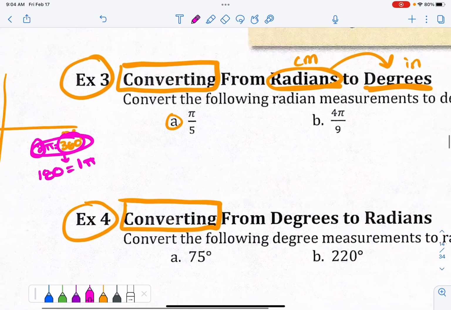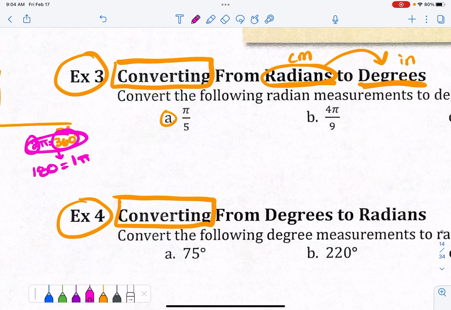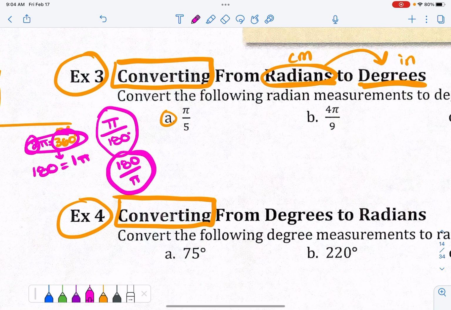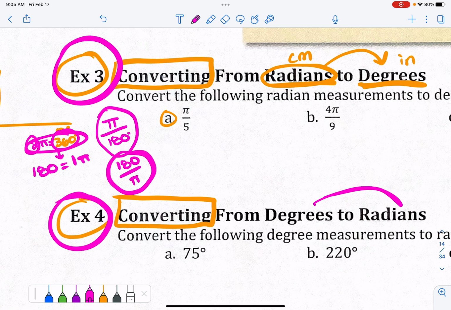So when you're converting, you're either going to use the conversion pi over 180, which is the same equivalent, or you're going to use 180 divided by pi, okay? Regardless of which direction you're converting. If you're doing example 3 or example 4, whether you're starting with radians or degrees, you're going to use one of these, okay? And here's how you decide.